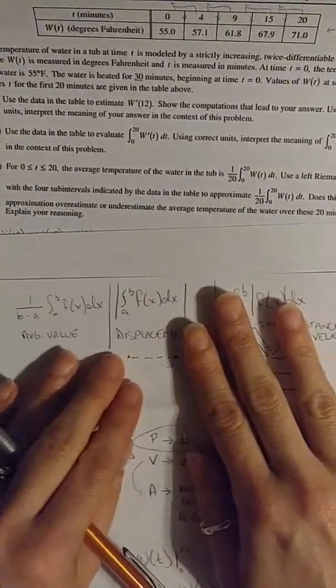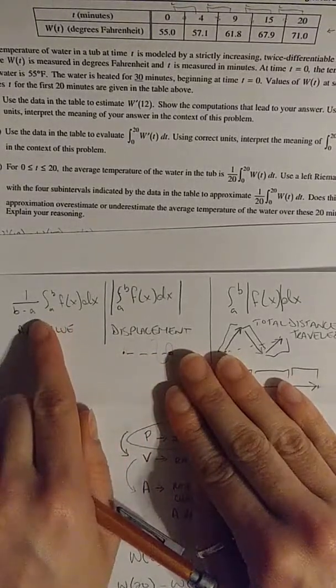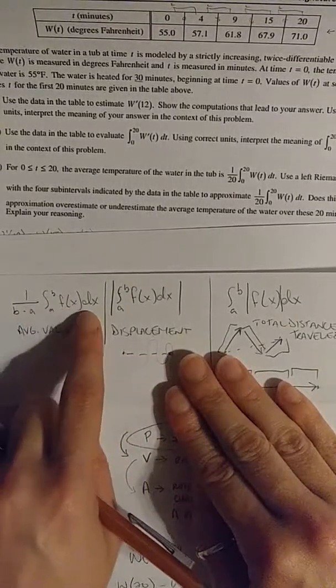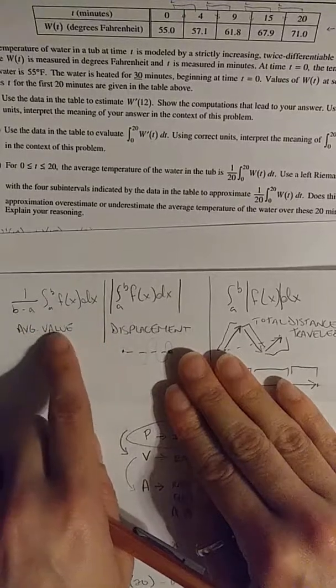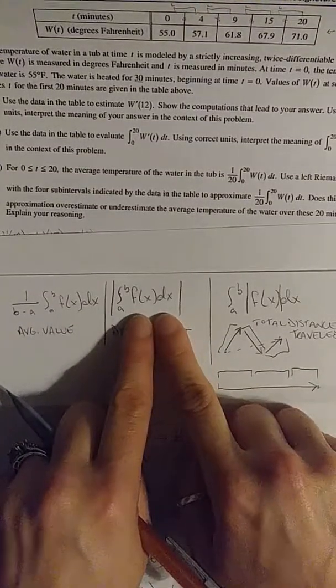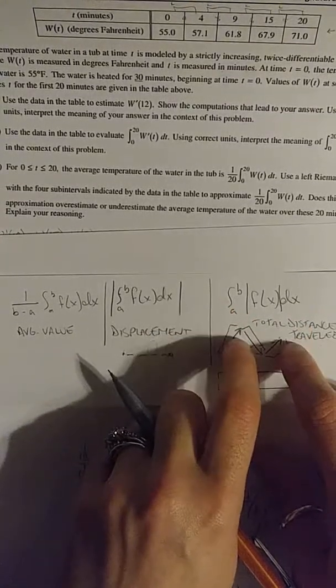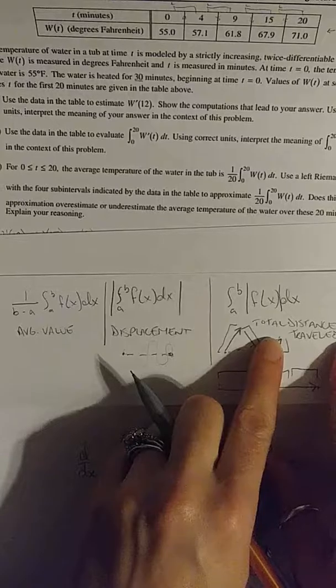We have 3 different functions that you should be able to know off the top of your head. If you see 1 over b minus a times the integral between a and b of a function, that's average value. If you see the absolute value signs outside of our integral, that's displacement. And if you see the absolute value signs inside our integral, that is total distance traveled.